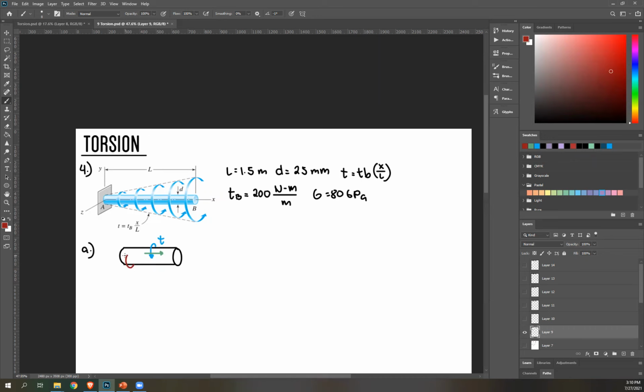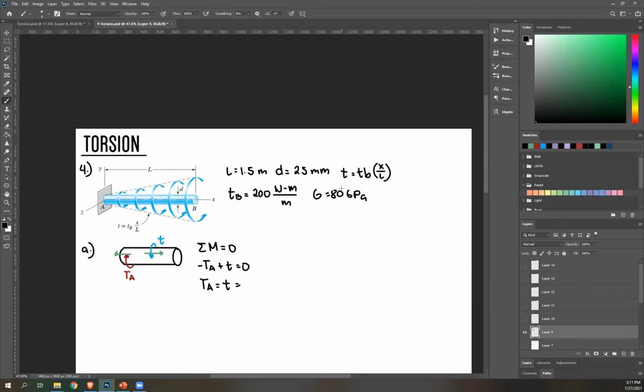So in contrast to that, let's call this T sub A, since this is the reaction at your support. And then again, using the right hand rule, your fingers curl this way, your thumb will be here. So this is the direction. And then next, use your equilibrium equation. Summation of moment equals 0. So negative T sub A plus T equals 0. Therefore, T sub A equals T. And T is T sub B times x over L.